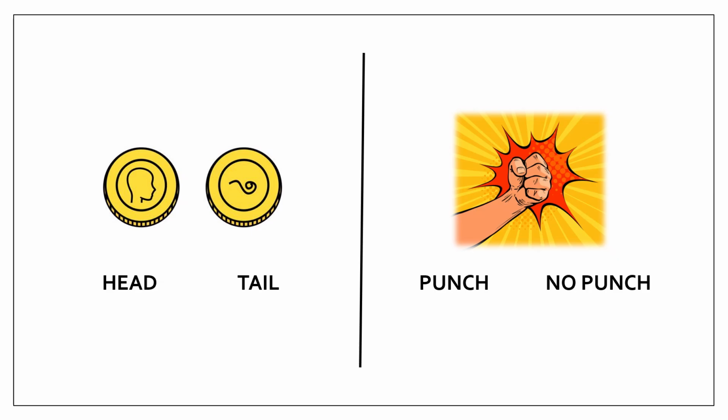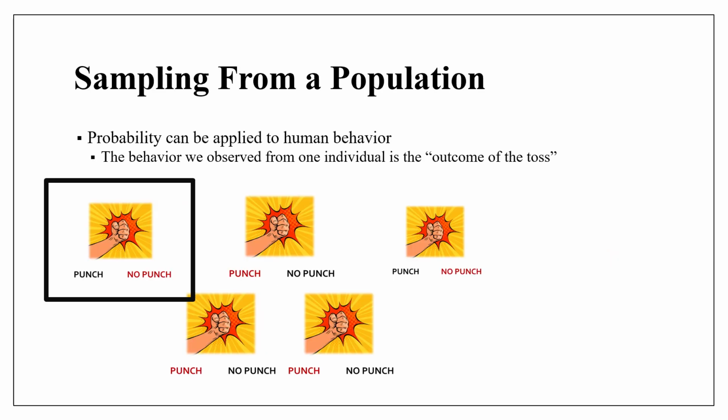And again, this is pretty much what we do with human behavior. We calculate the probabilities of something happening. So probability can be applied to human behavior. And the behavior that we observe from that one individual is the outcome of the toss. So again, here I have 5 different individuals. In red, you can see the action or the outcome of this toss, whether they punched or they didn't punch.